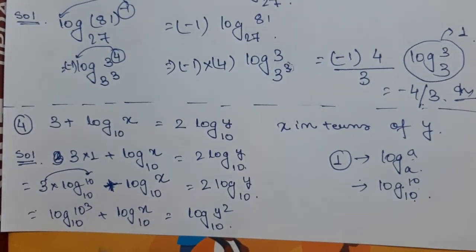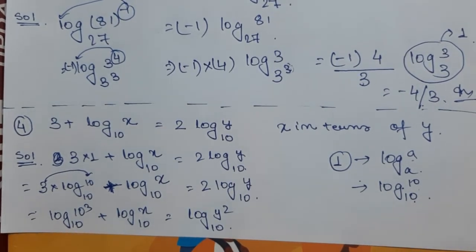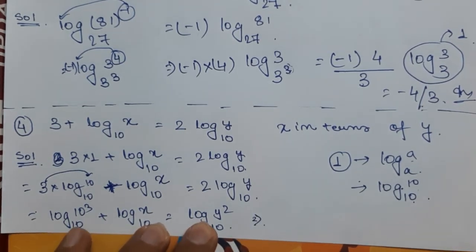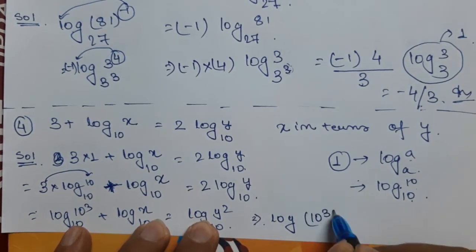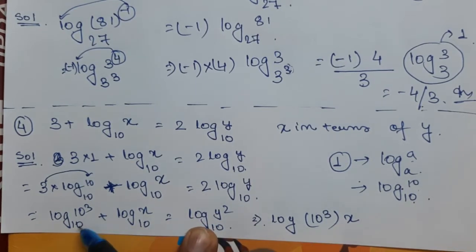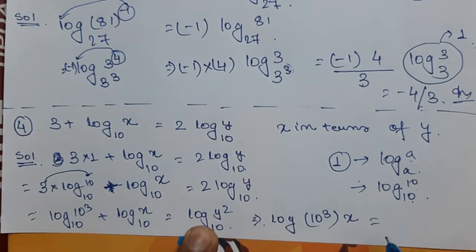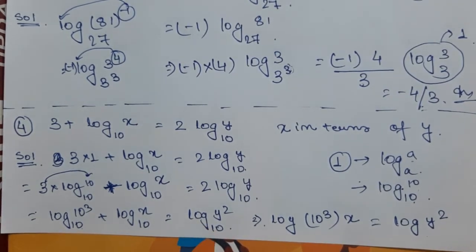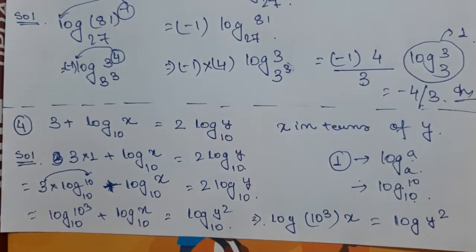As we know, when there is a plus sign, log of a plus log of b, we can write as log of a into b. Please see the properties once again. So by using that property, we can write it as 10 to the power 3 into x, and we can see the base is the same, so it is y square to the base 10. I think it's okay till now. There is no problem, right?